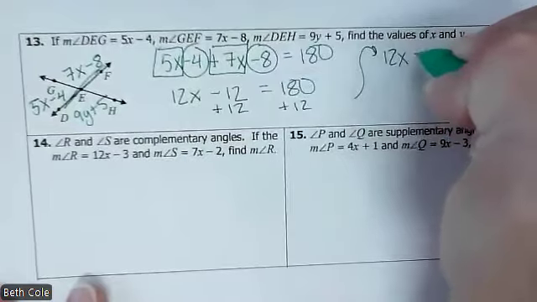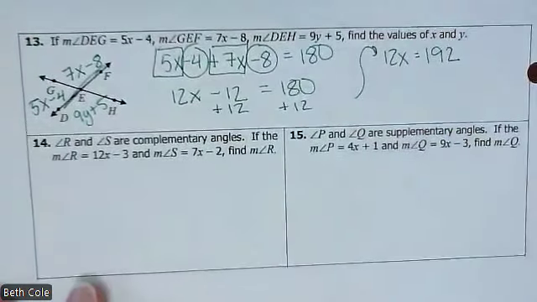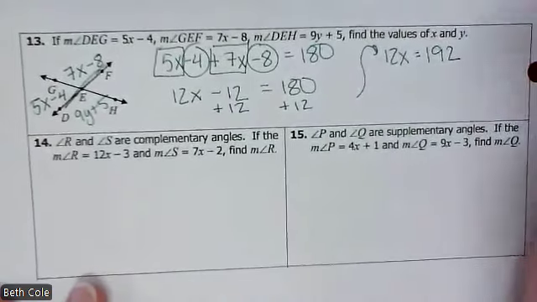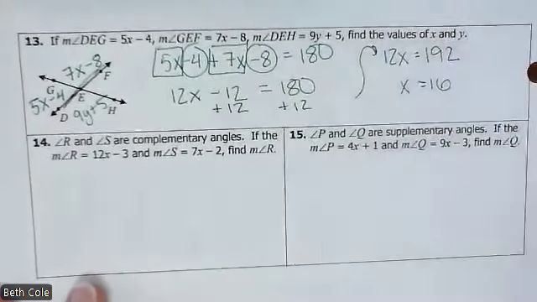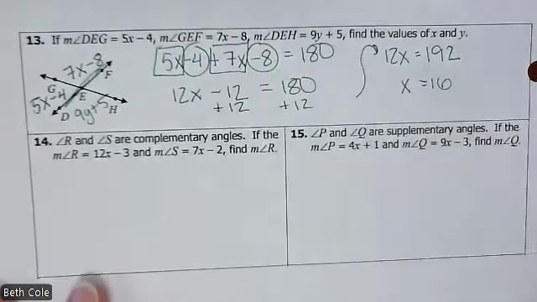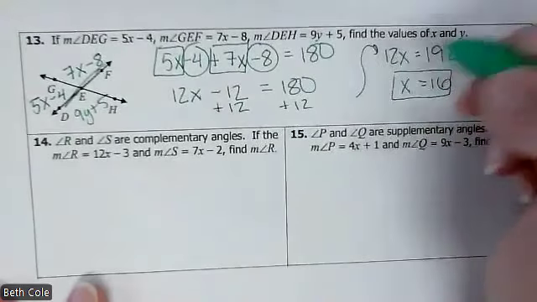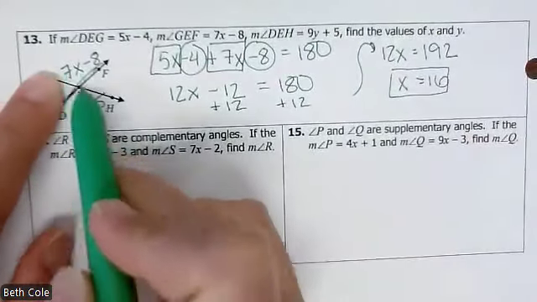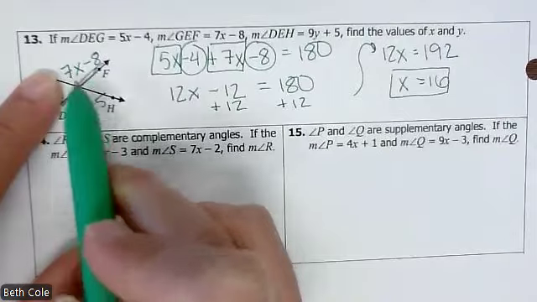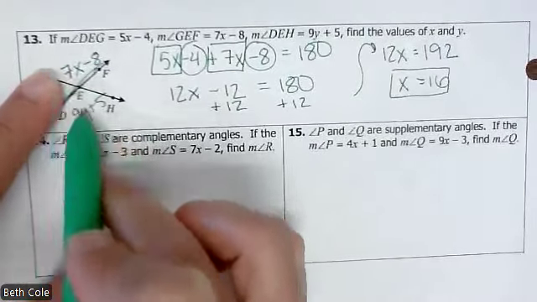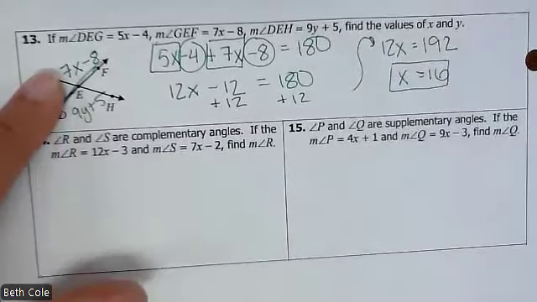So 12x equals 192. Divide by 12. Whoever said that, it is 16. Now it says find x and y. So actually we don't need to get the measure of an angle, but we do need to find y. So we're going to look at these two that are across from each other. If they're across from each other, then they are equivalent. Congruent is the word we use in geometry.